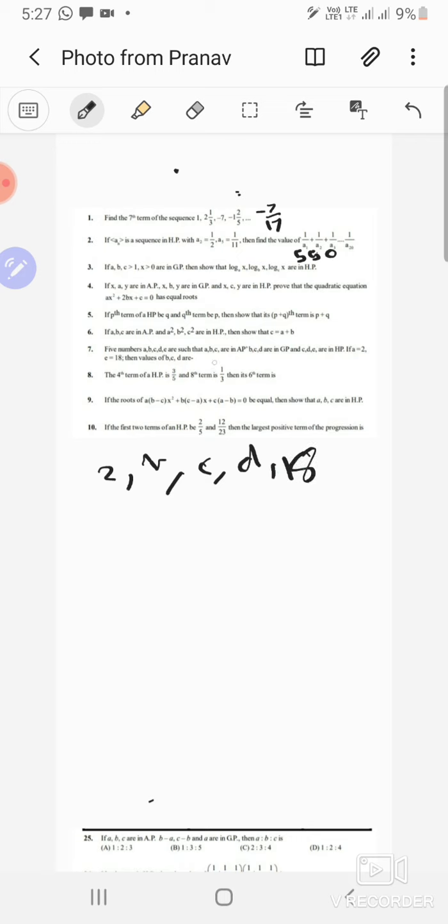Okay, and then a, b, c are in AP. Fine, that means that 2b equals, I think we have done one such equation, a plus c, but in this case it's only 2 plus c. These are in an AP. Then you have b, c, d in GP, which means that c squared equals b into d.